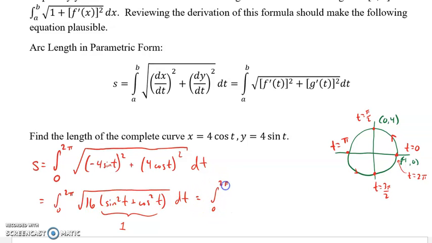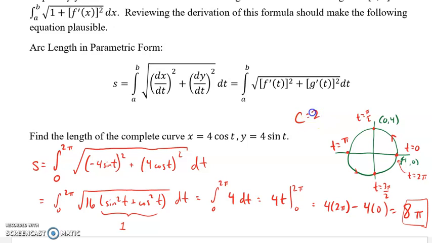But the square root of 16 is the easy value of 4. So we'll integrate 4 dt. Well, the derivative of 4t with respect to t is 4, so 4t must be the proper antiderivative. We'll evaluate that at 2 pi and at 0, and oh my goodness, we're going to get 4 times 2 pi minus 4 times 0. We're getting the answer we already knew we were going to get, 8 pi, which is 2 pi r. Isn't it great when things just work out?